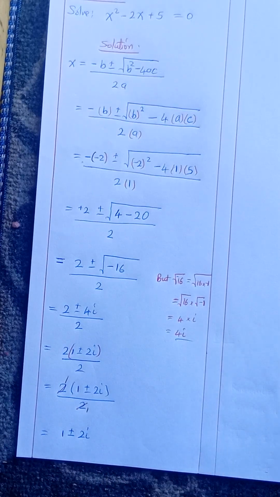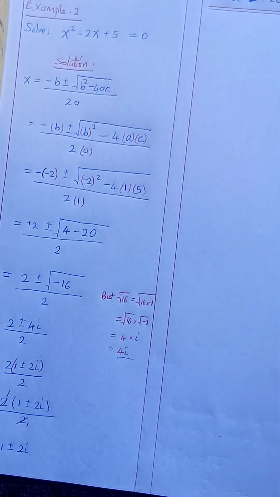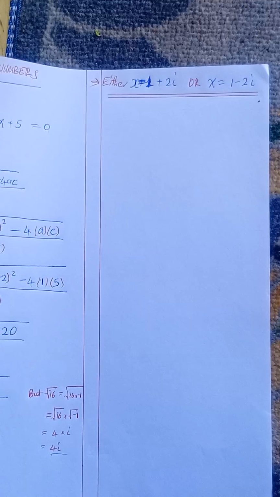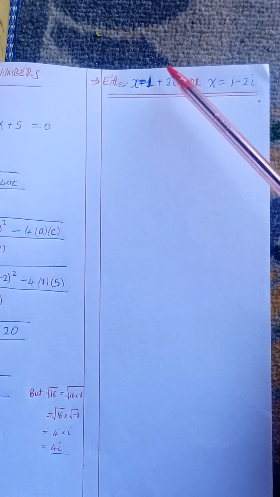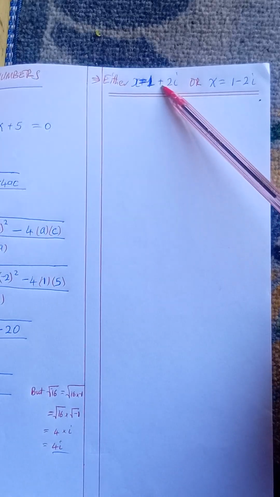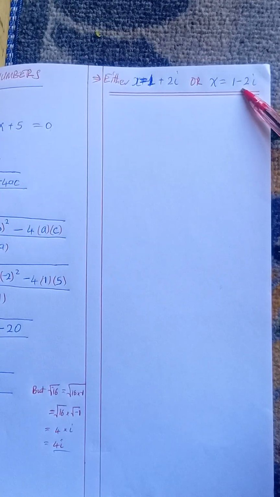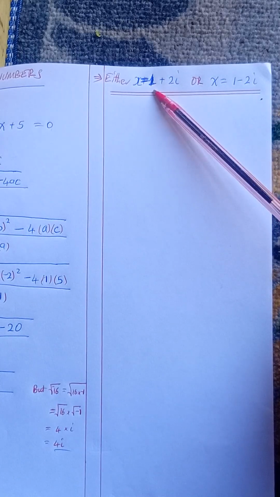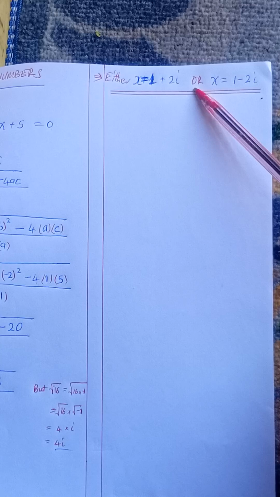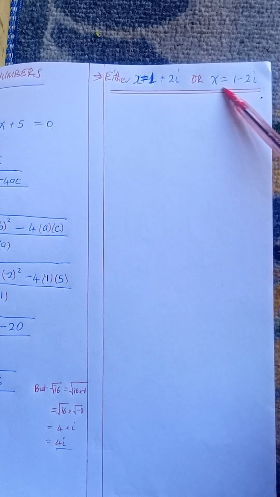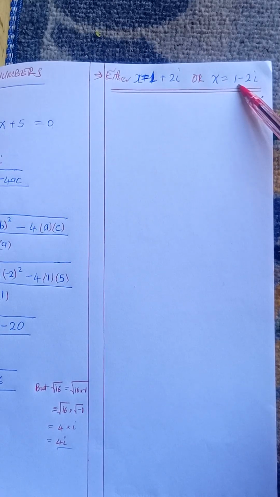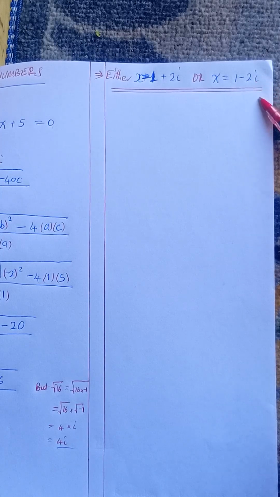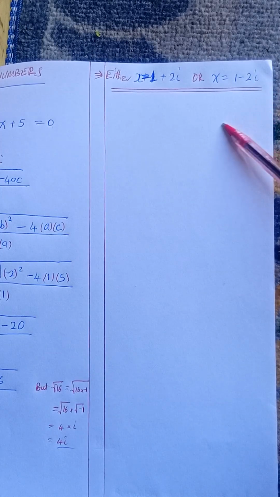Then we can go ahead and conclude by separating the sign. The first one we shall have a positive in between, the other one we shall have a negative in between. So now the answer will be either x is equal to 1 plus 2i, or x is equal to 1 minus 2i. So that is the answer for example 2.